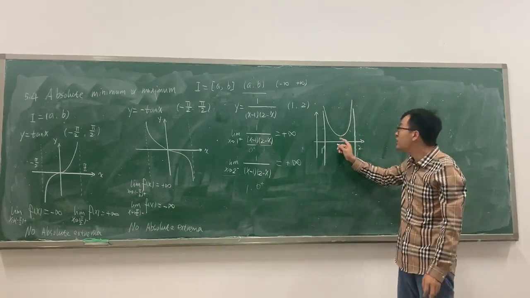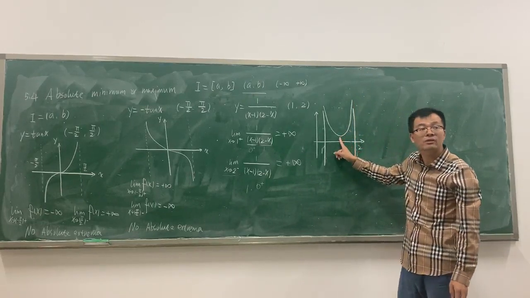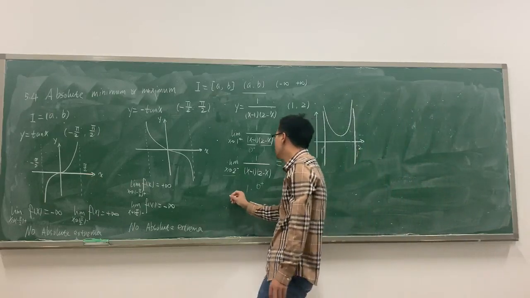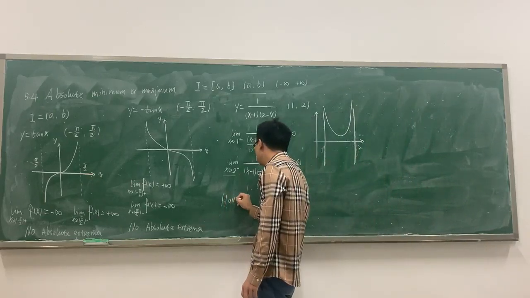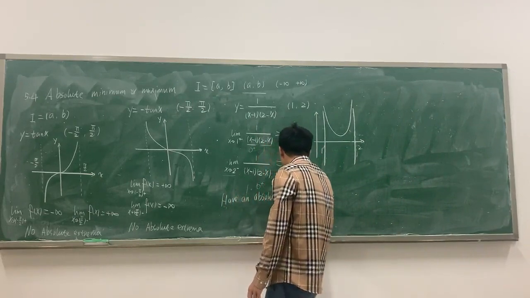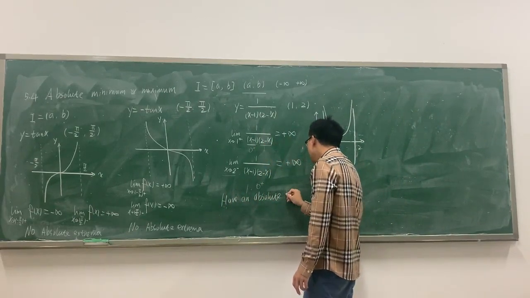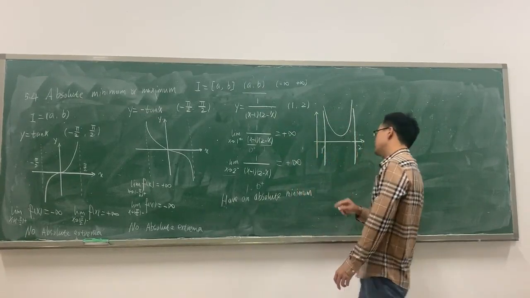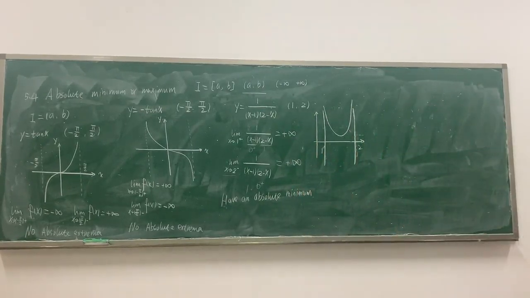So actually for this function, we have what? We have an absolute minimum, yeah? So this is this function, okay?